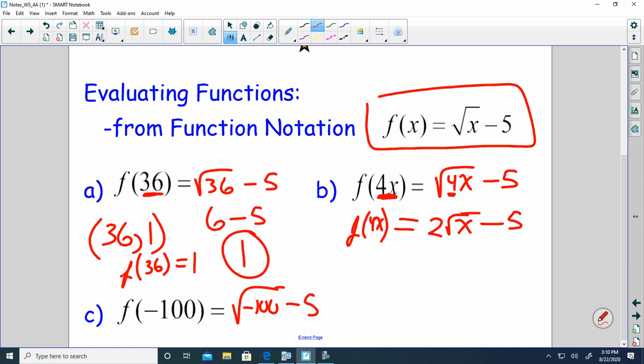I can't take the square root of negative 100 and get something that exists in the real number system. So you're going to say no real solution, NRS. No real refers to the number system, solution. Sometimes that does happen in math.